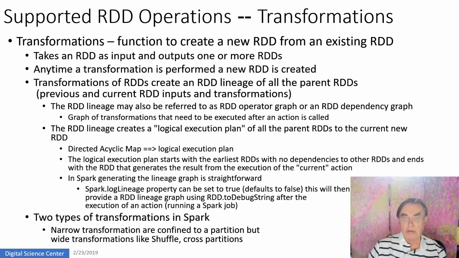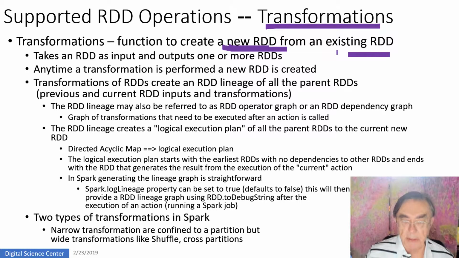All right, so it has transformations. Transformations take one RDD and make a new RDD. And you can actually make one or more RDDs from one input RDD. And you always produce a new RDD. And there's also a thing called an action, which takes an RDD and gives you a result.